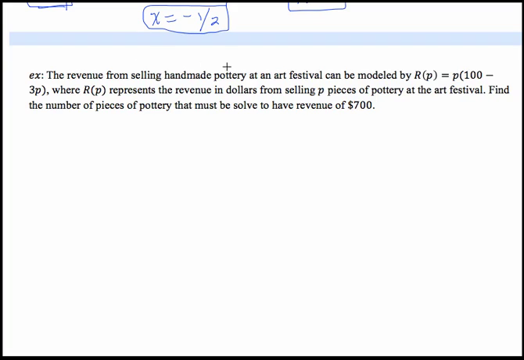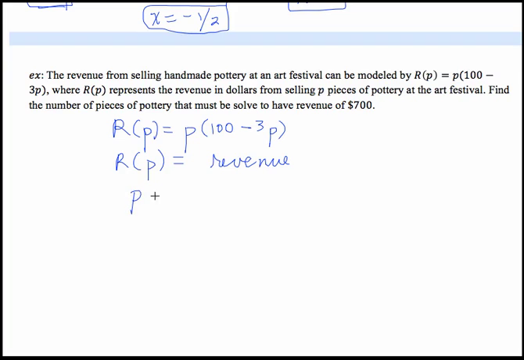So the revenue from selling handmade pottery at an art festival can be modeled by R of P equals P times 100 minus 3P. Let's copy it down here. It says where R of P represents the revenue in dollars from selling P pieces of pottery. So P is the number of pieces of pottery, and R is the amount of revenue in dollars that you make at an art festival. So find the number of pieces of pottery that must be sold to have a revenue of $700.